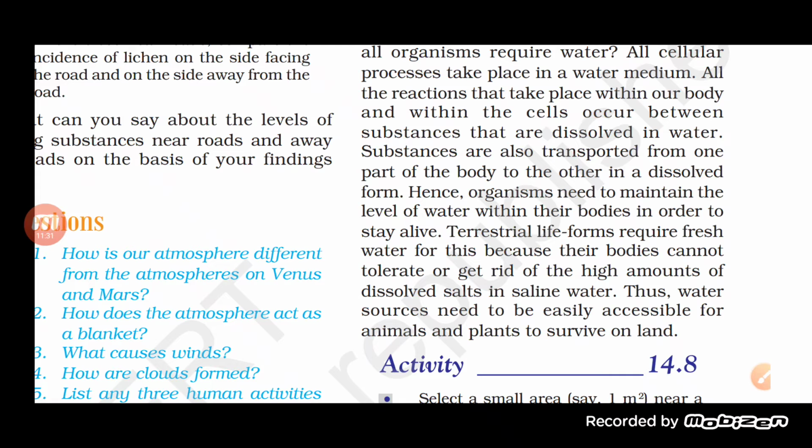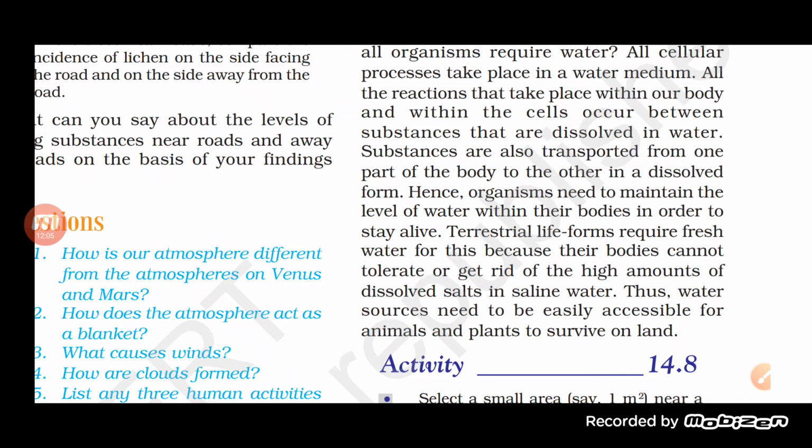Hence, organisms need to maintain the level of water within their bodies in order to stay alive. So organisms need water, they need to maintain the level of water, because this level of water in the bodies is important for their survival. In order to stay alive, it is really important that organisms maintain the level of water.